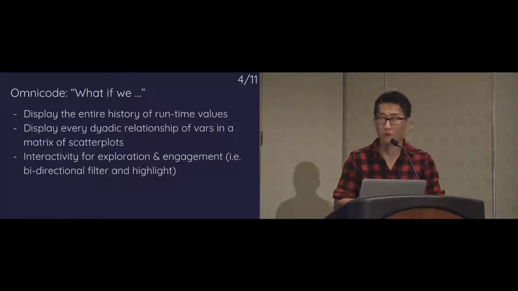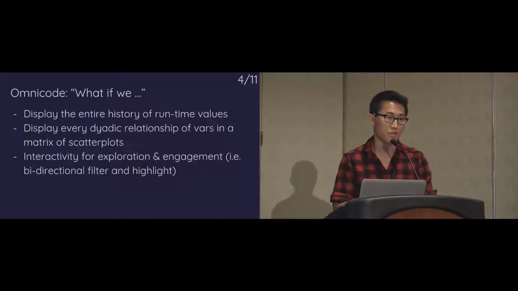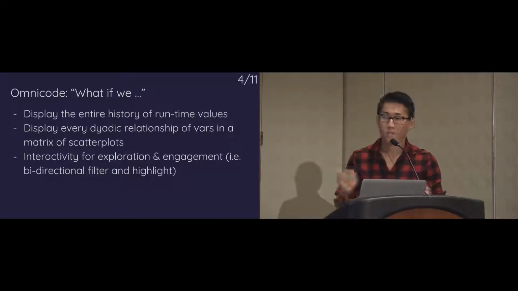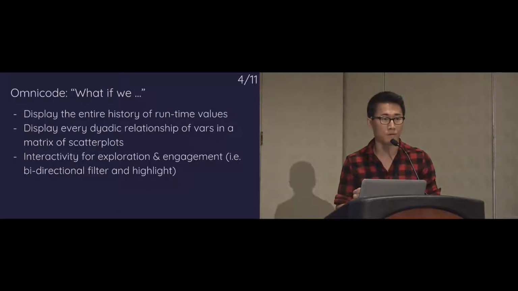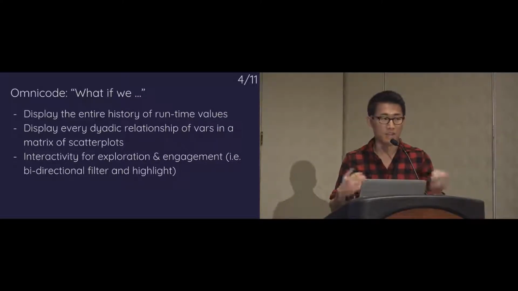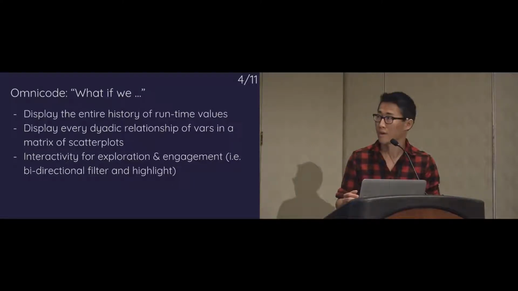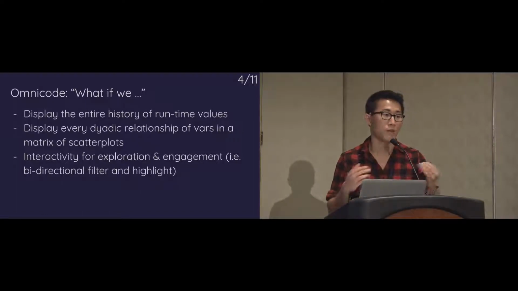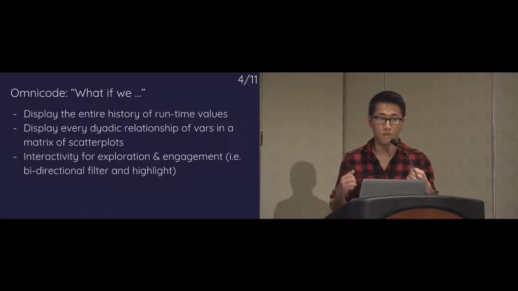Building on this prior work, Omnicode explores the question of what if we display the entire history of runtime values for all variables all the time. Extending on this idea, Omnicode not only shows the runtime values, but also their dyadic relationships. In addition, it provides bidirectional interactivity such that users can easily hone in on interesting parts in the viz and see the relevant portions of their code.